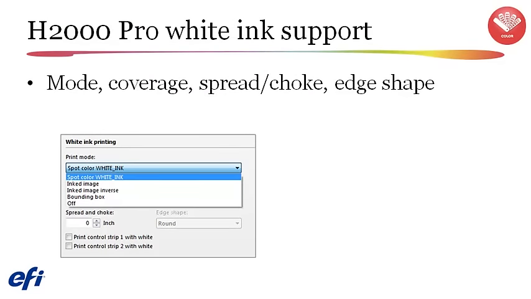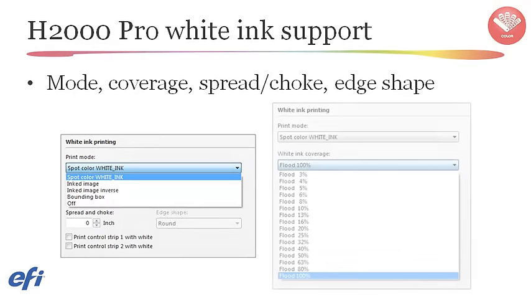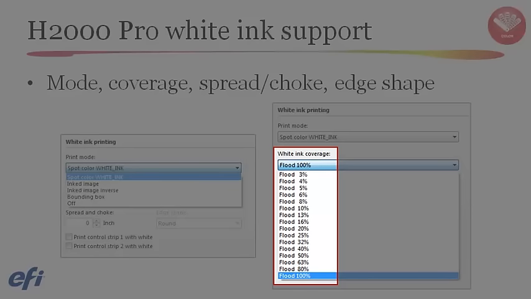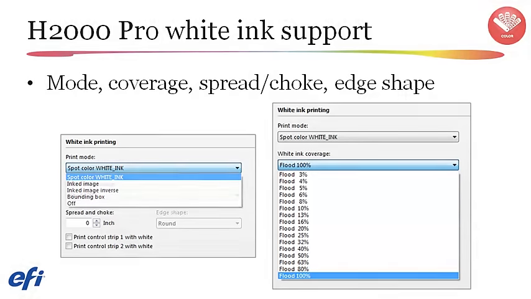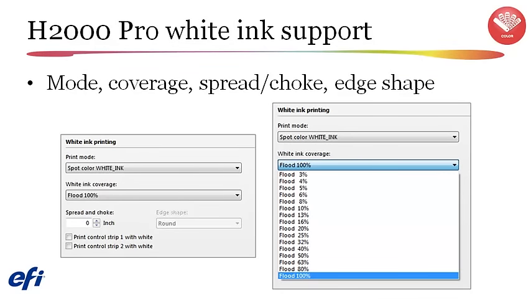For white ink support on the H2000, FireEXF provides you with the spot color white ink, inked image, inked image inverse, and bounding box print modes, along with the Off option, which would ensure that no white ink is used. White ink coverage options of specific percentage values can be set, as well as spread and choke values. You can set a positive value for a spread of up to 0.118 inches or 3 millimeters, or negative 0.118 inches or negative 3 millimeters for a choke.